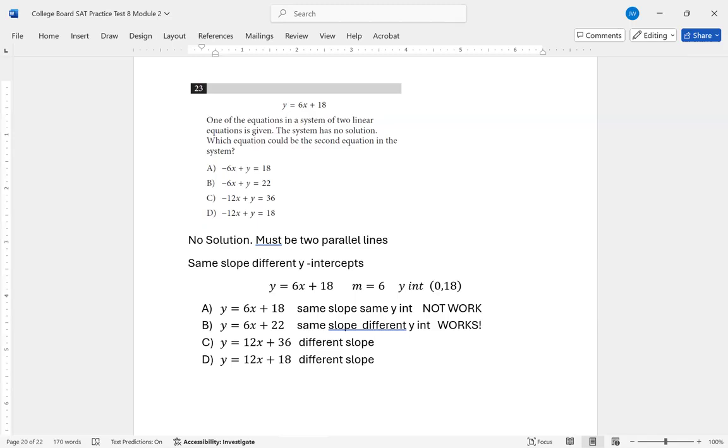So the answer to question 23 is B. B is the line that has the same slope but different y-intercepts. And therefore, it is going to be parallel to the given line. And therefore, the system of linear equations will have no solution.